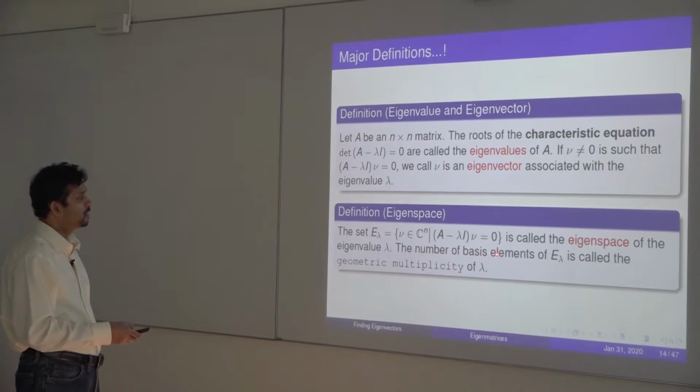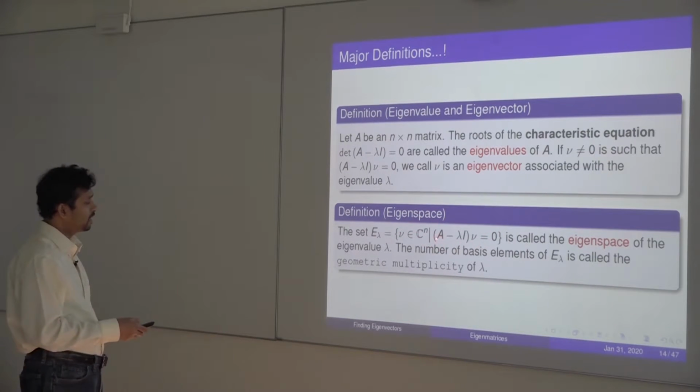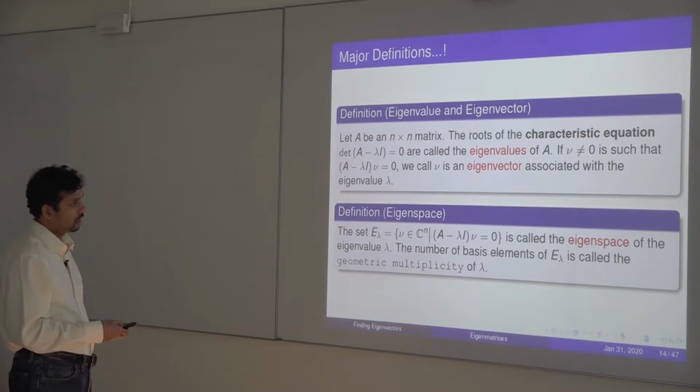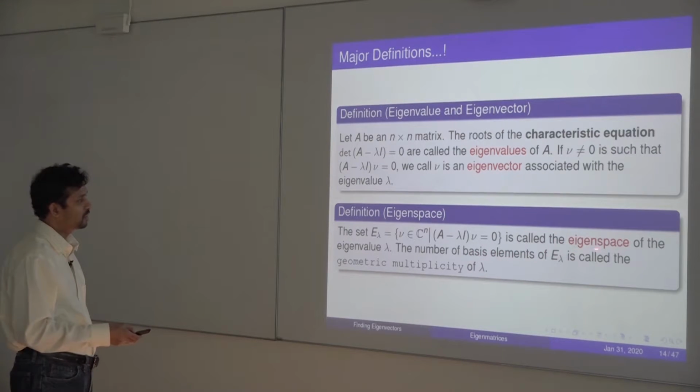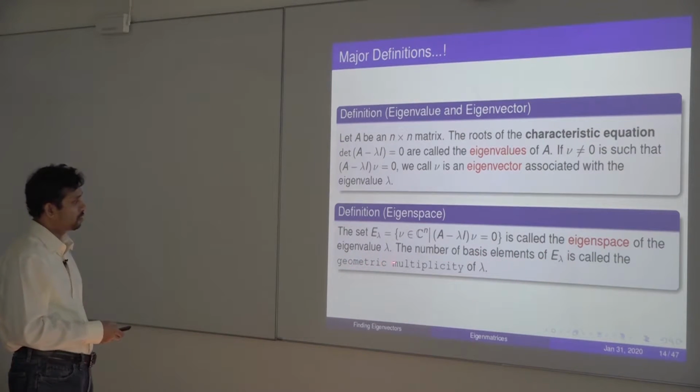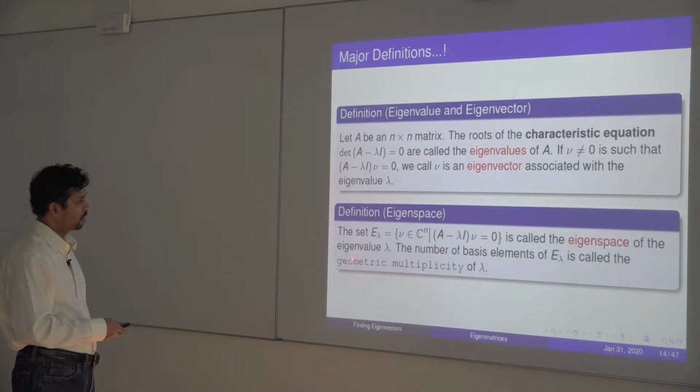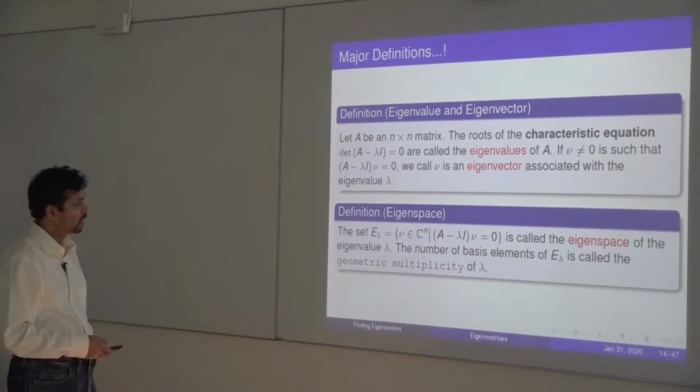And the number of basis elements. Because this is a space, a subspace of R^n, this may have a basis, and the number of basis elements is called the geometric multiplicity of lambda. The number of basis elements of this space is called the geometric multiplicity of lambda.